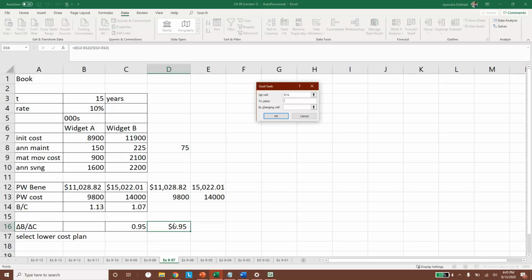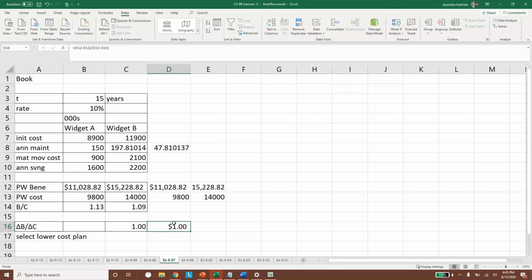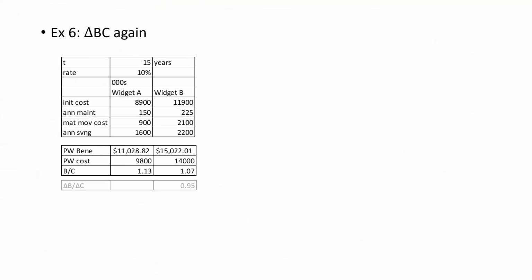Alt AWG to value 1. Can we even achieve that? Let's see. Yes, we can actually. Anything less than 47.8 will actually make widget B superior to widget A in adoption. So if we make it, for example, 40, boom, we are more than 1. We can do it. This is called scenario analysis once again.